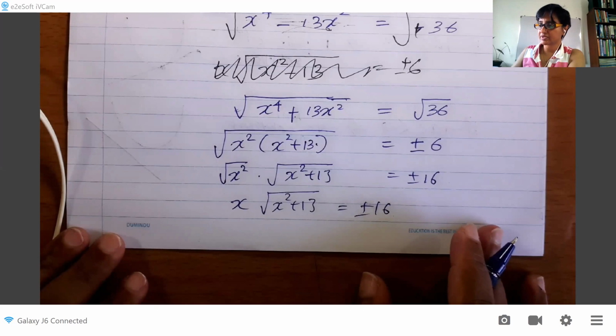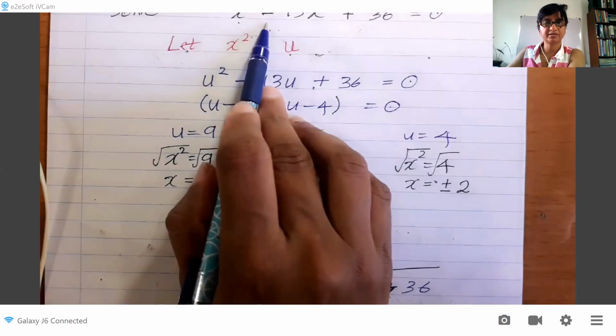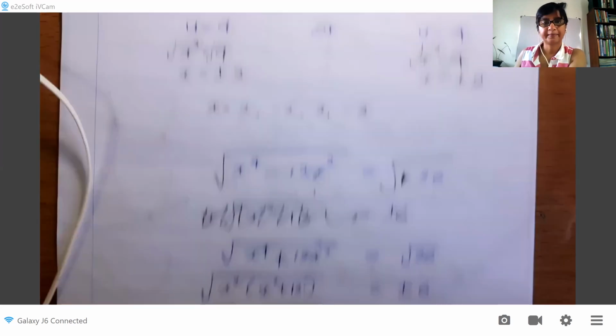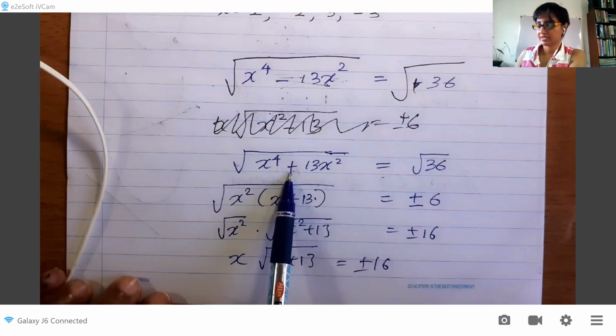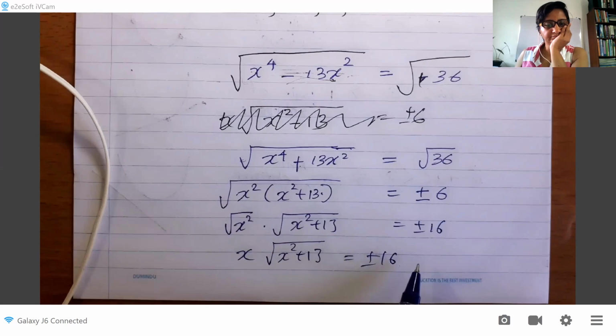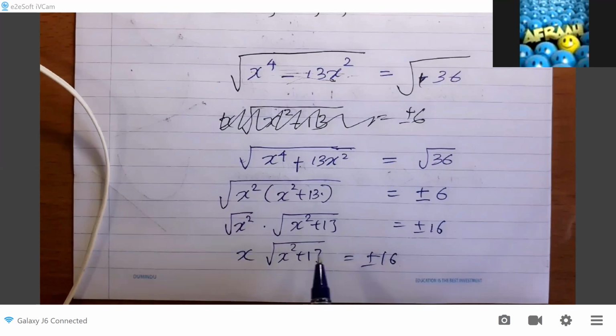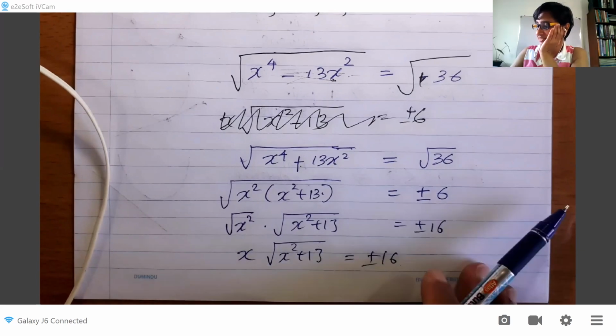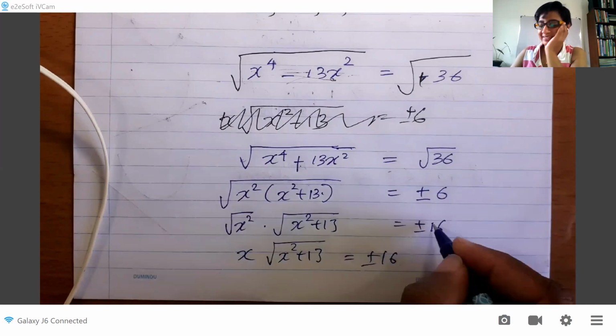If the 13 was positive in the original equation, so I made it positive here, still it doesn't work. Miss, is it 6 or 16? 6. It's 6 here.